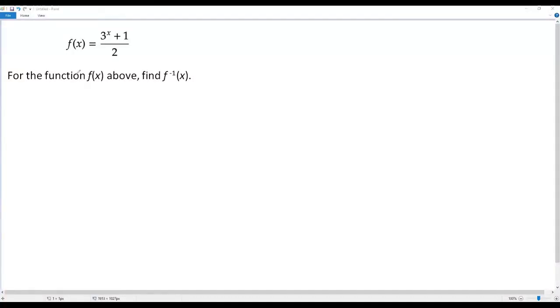Here we have a pre-calculus problem. Okay, let's go to the question. f of x equals 3 to the power of x plus 1, divided by 2. For the function f of x above, find f inverse of x.